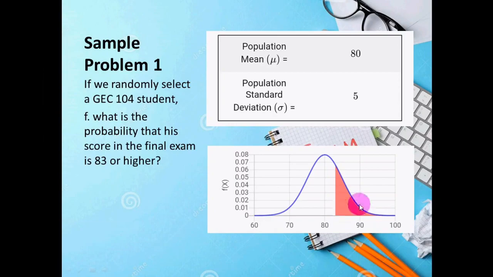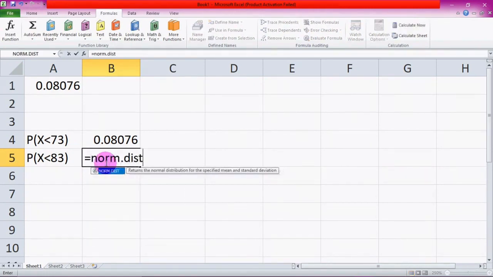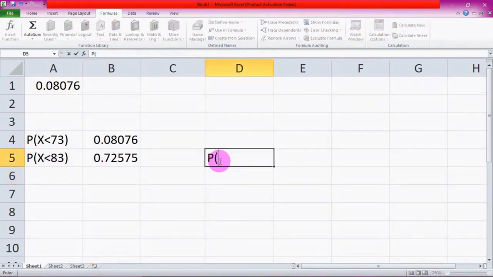Again, using Excel, we will compute first the probability that x is less than 83. Kasi ito yung my formula sa Excel. So you have equal norm.dist. Again, stands for normal distribution. And we are looking for the area to the left of 83. Ang mean ng distribution is 80, the standard deviation is 5, and again, true. Press enter and we get 0.7257.